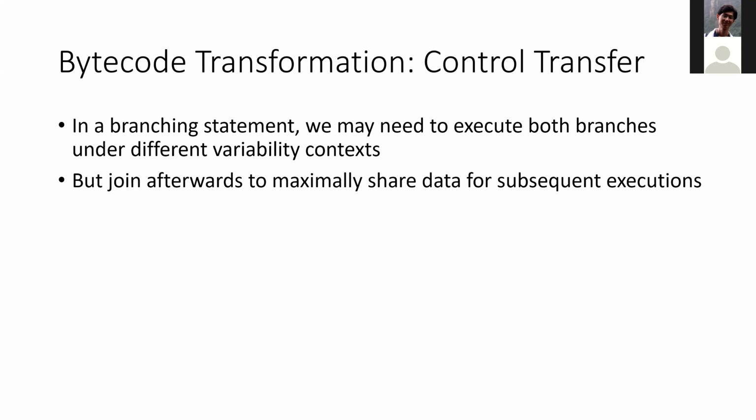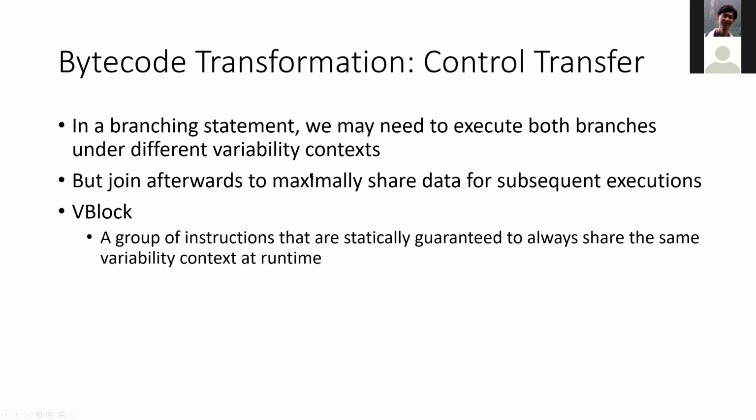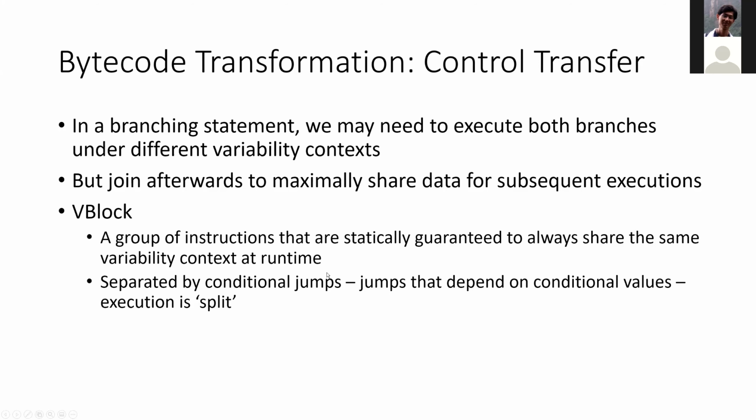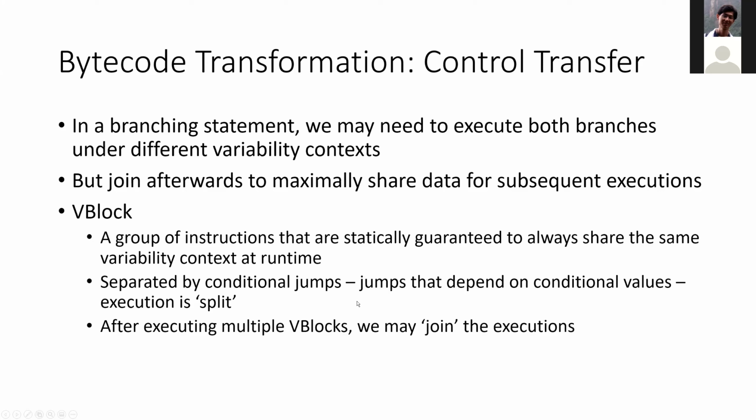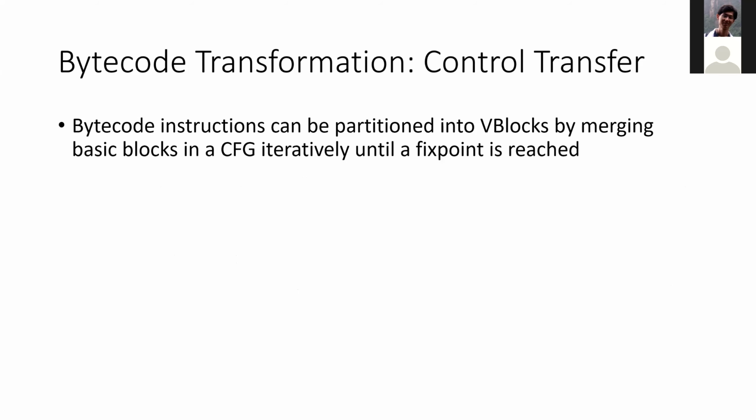Yeah. So basically they group instructions into this thing called a V block. A V block is a group of instructions that are statically guaranteed to always share the same context at runtime. And these V blocks are separated by conditional jumps. These jumps depend on conditional values, and so it means that the execution will be split. And then after executing multiple V blocks, you can join the executions.